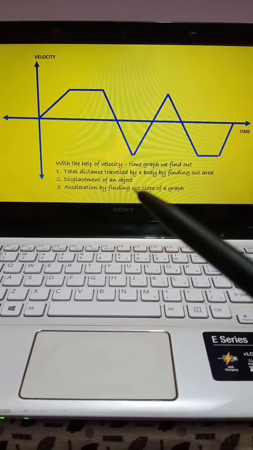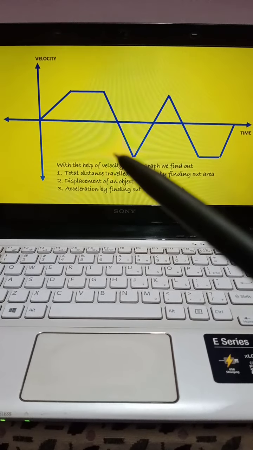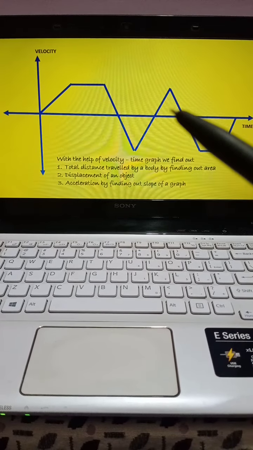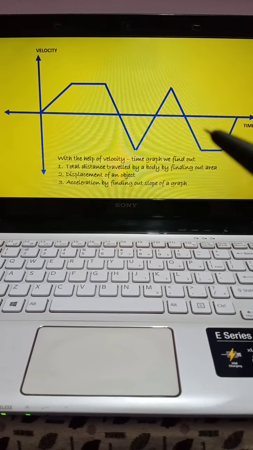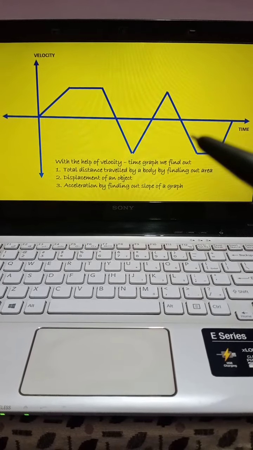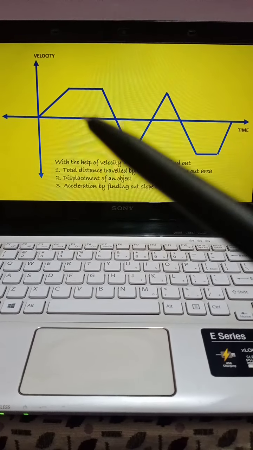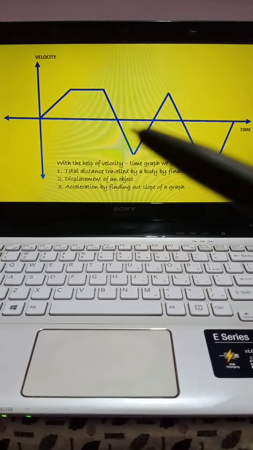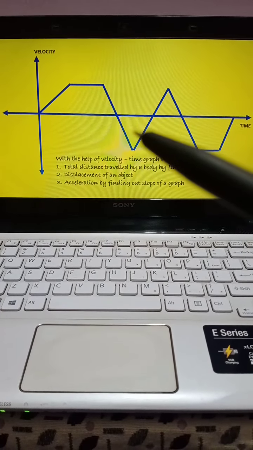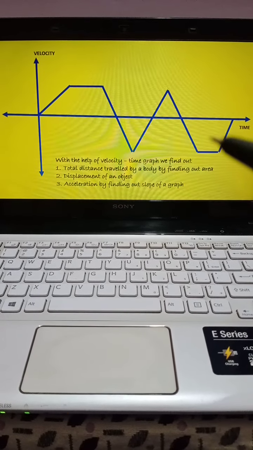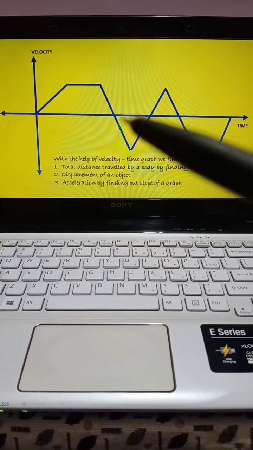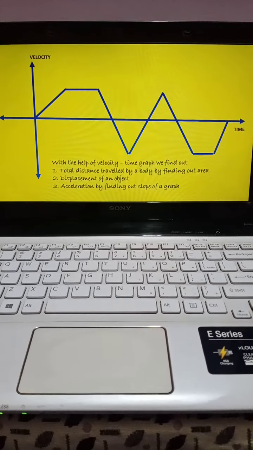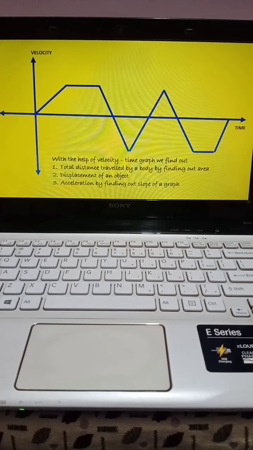Then if we want to find out the displacement, what we're going to do in this graph is this: you can see that this part and this part are the positive part, and this is in the negative quadrant of the graph. To find the displacement, we add the positive quadrant areas and subtract this negative triangle and this trapezium. When the negative quadrant areas are subtracted from the positive quadrant areas in a velocity time graph, we can find the displacement.